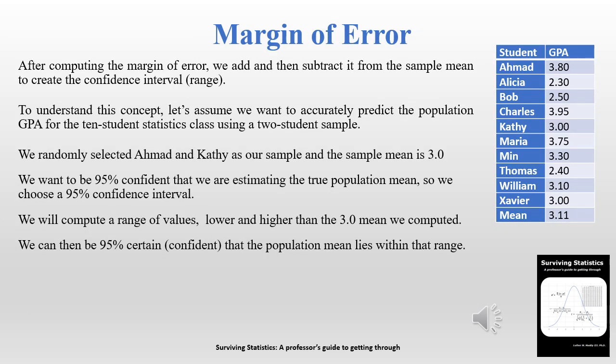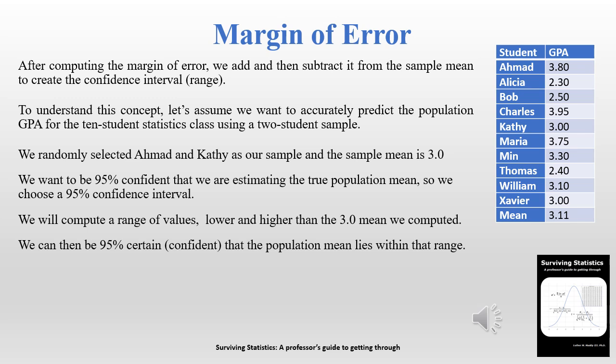All right, let's go ahead and use our 10 student GPAs as an example of how to create a margin of error. So again, the margin of error is going to be added to and subtracted from the sample mean that we compute. So let's assume in this case that we select a random sample of 2 students and we end up with Ahmad and Kathy, and the sample mean is 3.0. Well, we know right off the bat just by looking here that that is not exactly correct, but let's assume we did not know what the population mean was. We want to be 95% confident that we're estimating the true population mean.